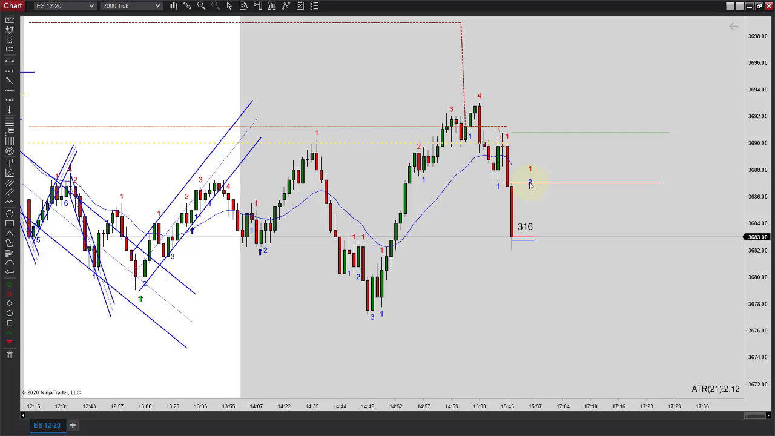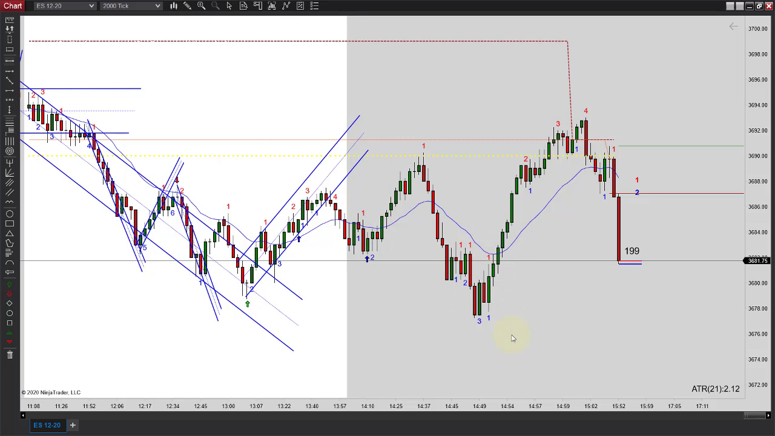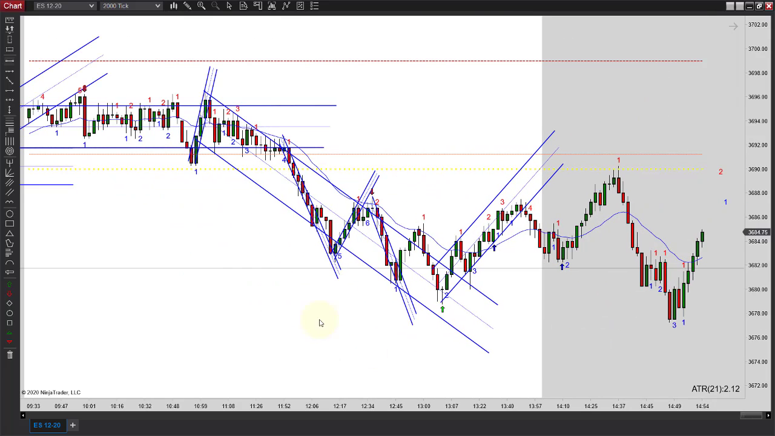So we're looking for a second entry long. Doesn't mean it's one you want to take, but it just tells you the count and what to look for. So we're looking for a possible second entry long here and a first entry short. And then obviously after the fact, it numbers them for you, so you can go back and study them and make sure you're figuring them out.